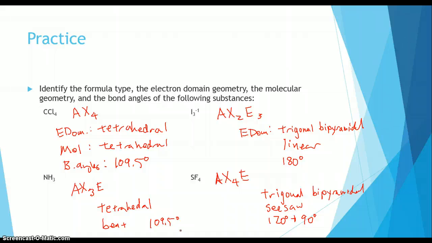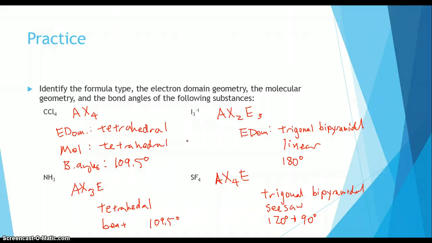So for carbon tetrachloride, this first one right here should be tetrahedral for both electron domain and molecular, and the bond angles here are 109.5. For NH3, I've also included the formula type there so you can compare. It's tetrahedral for its electron domain geometry. It's bent molecularly, or angular, whichever one you want to use, with 109.5 degrees.